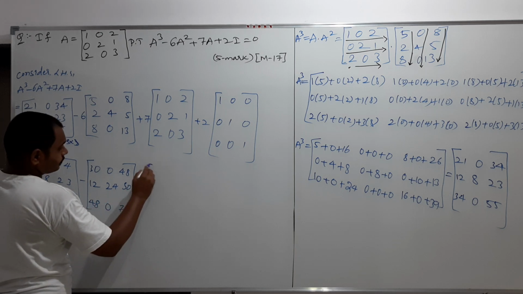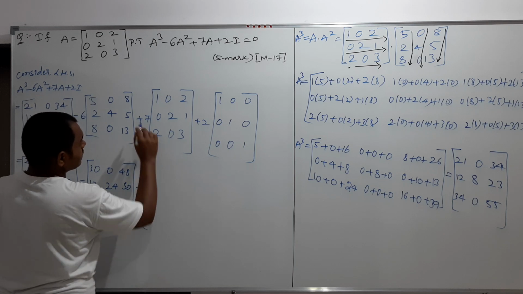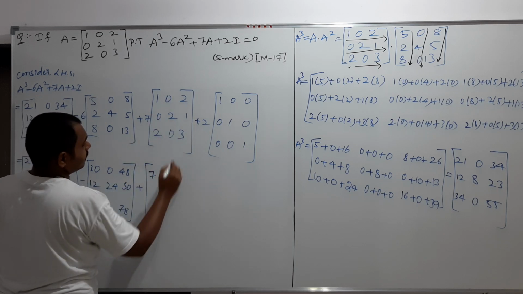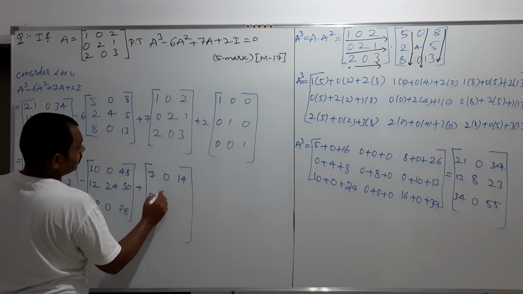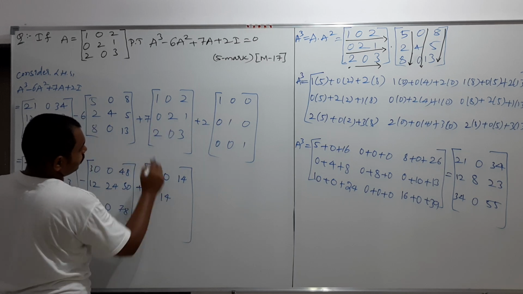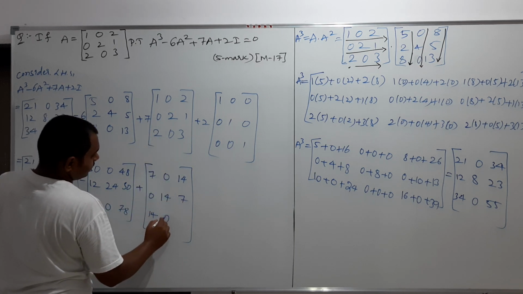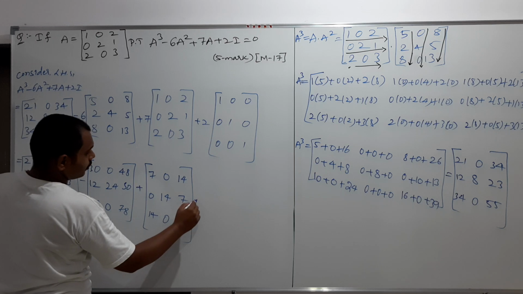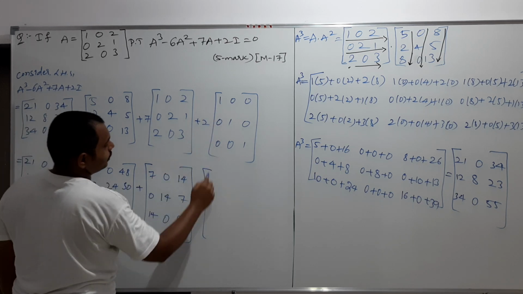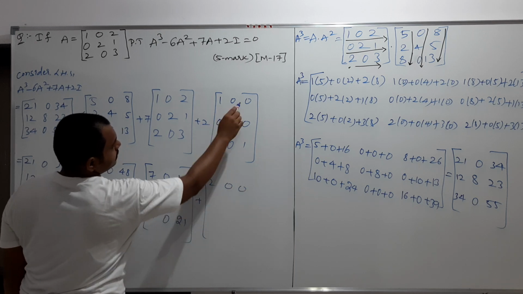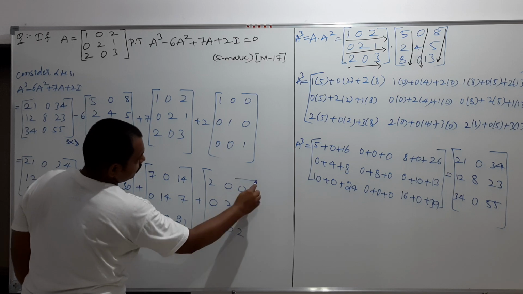Next, plus, again this 7 I am taking inside the bracket. 7 into 1 is 7, 7 into 0 is 0, 7 into 2 is 14. Next, 7 into 0 is 0, 7 into 2 is 14, 7 1s are 7, 7 into 2 is 14, 7 into 0 is 0, 7 3s are 21. Plus, again take this 2 inside the bracket. 2 into 1 is 2, 2 into 0 is 0, 2 into 0 is 0. Next, 0 2 0, 0 0.